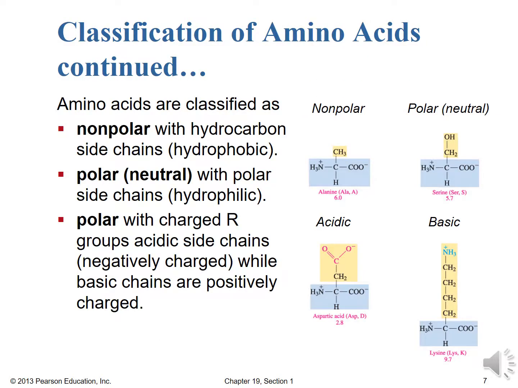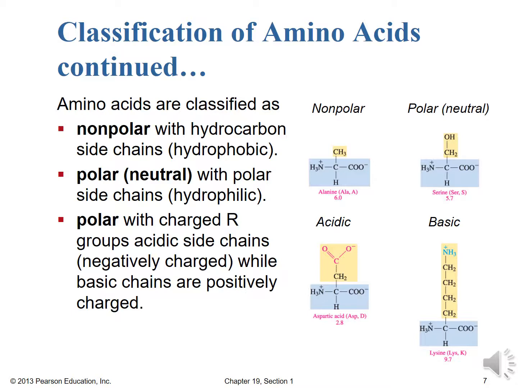Okay, so to follow up, we have some examples here. As we said before, nonpolar would have hydrocarbon side chains. So they'll be hydrophobic, whether they're benzene type rings or even just a simple alkyl group like we see here with alanine, which has the CH3 group as its R group. It's going to be a nonpolar type of amino acid.